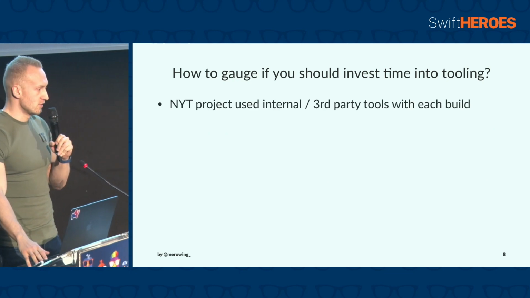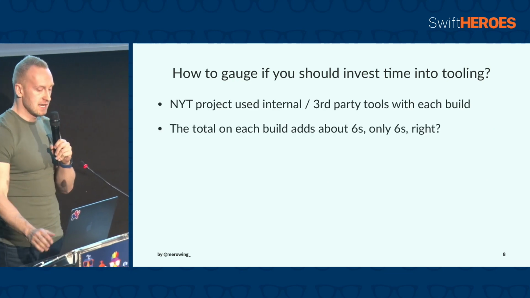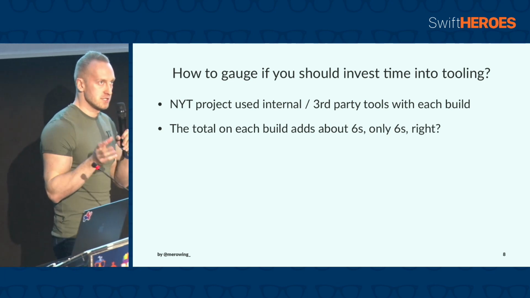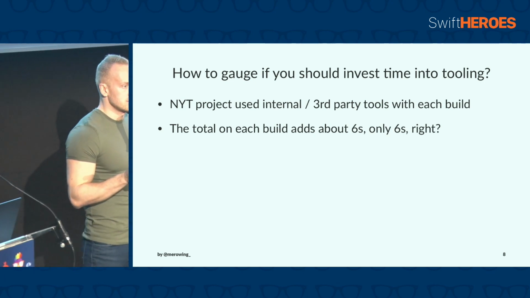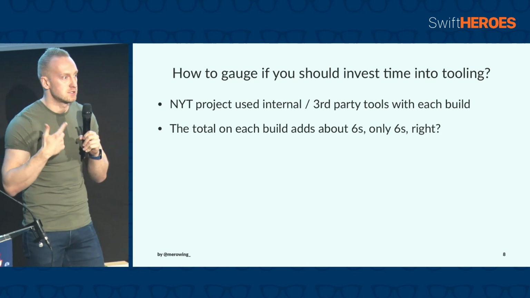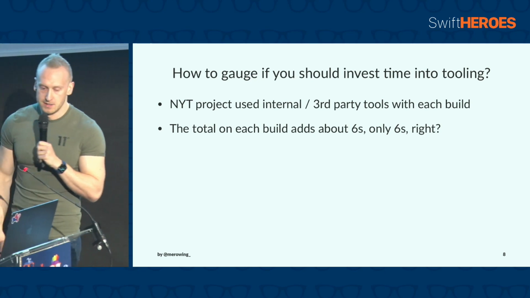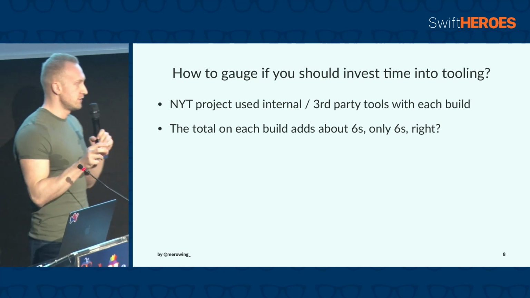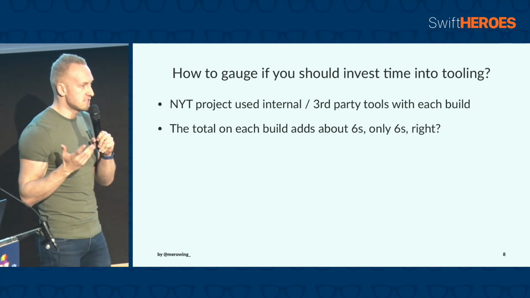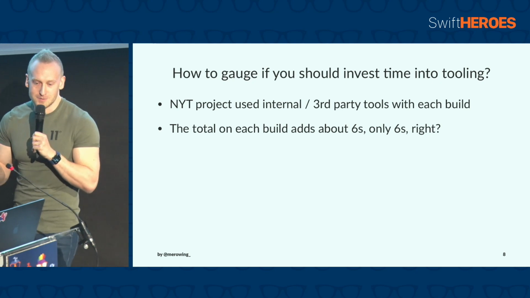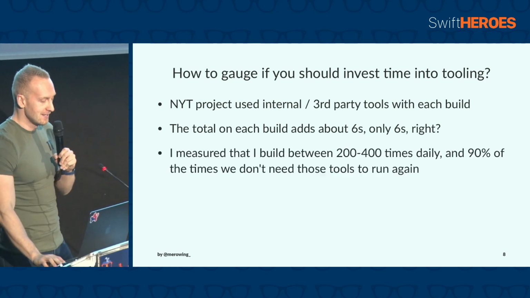So let's look at a practical example. The New York Times had a pre-processing build phase script that we used to run SwiftGen, SwiftLint, SwiftFormat, Sourcery, all those tools that probably most of us use. The total on each build added 6 seconds, which doesn't sound like a lot, right? 6 seconds, it's pretty manageable.